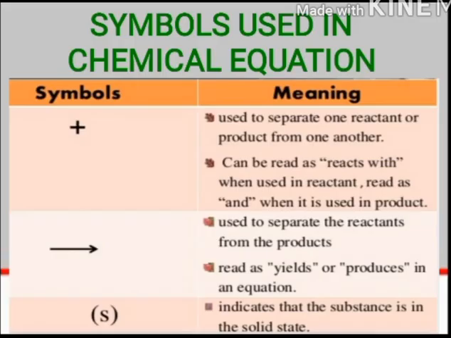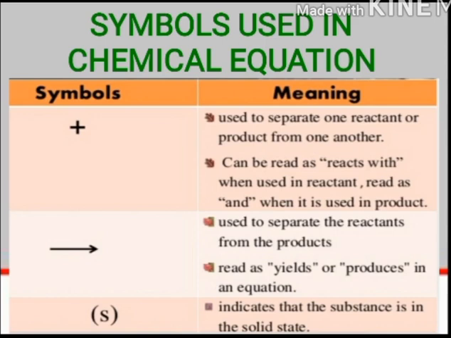Now, symbols used in a chemical equation. First symbol is the sign of plus, which is used to separate one reactant or product from another. Secondly, it is read as reacts with when used in the reactants, and when it is used in the products, it is read as and. Next symbol is the sign of arrow. It is used to separate the reactants from the products. Secondly, it is read as yields or produces in the equation.